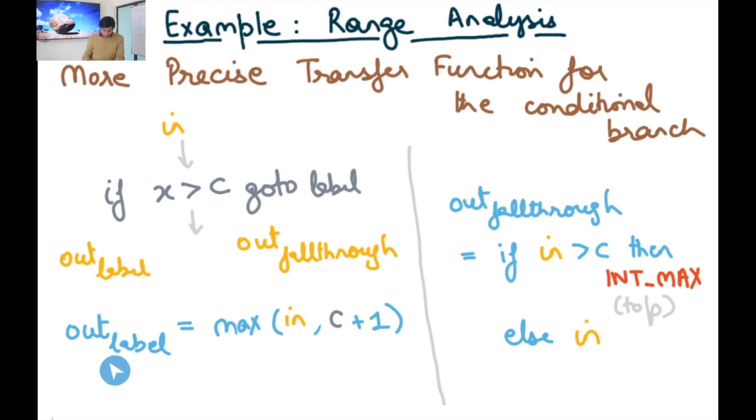So for the out label, let's say I use the fact that I go to label only if x is greater than c. So that means x should be at least c plus 1 if I go to label. So if I look at the loop branch, then out label could be in, because if in was greater than c, then the best thing I can say about out label is that it could be in, because nothing has changed. But if in was less than c, then I wouldn't have gone to label, right? So the only reason I would have gone to label is if x was greater than or equal to c plus 1 or c plus 2 or something like that. So if I have gone to label, then I know that the value must be greater than or equal to c plus 1. And so from that, I can say a more precise transfer function could be that out label is maximum of n comma c plus 1.